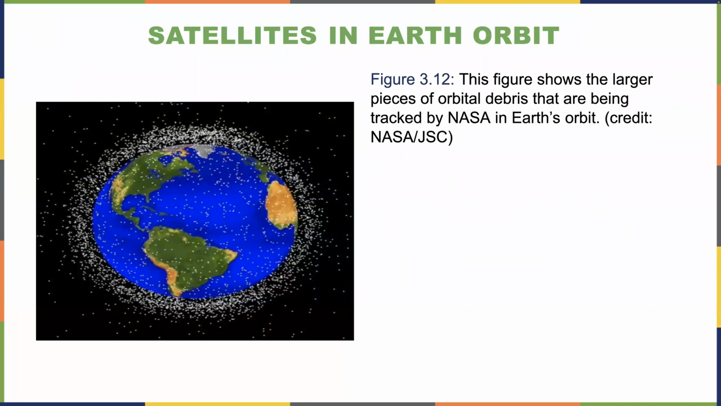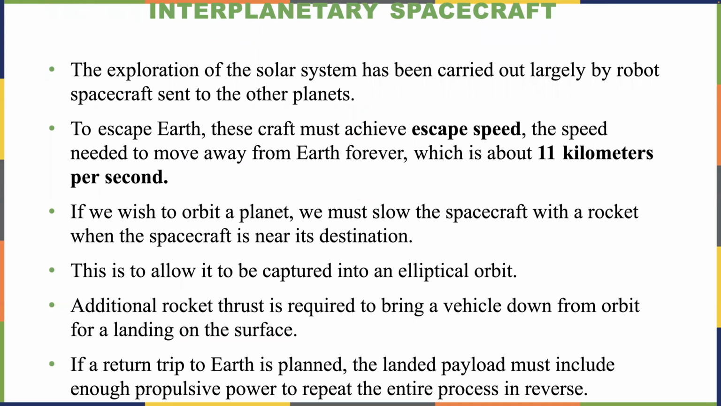Now the figure right here shows you the pieces of orbital debris that are being tracked by NASA in Earth's orbit. So there is a large number of space debris now in low Earth orbit. You can see that each year, if you are sending like 50 satellites, there should be a lot of them now in our low Earth orbit, right? So this probably will become a problem in the near future in space.